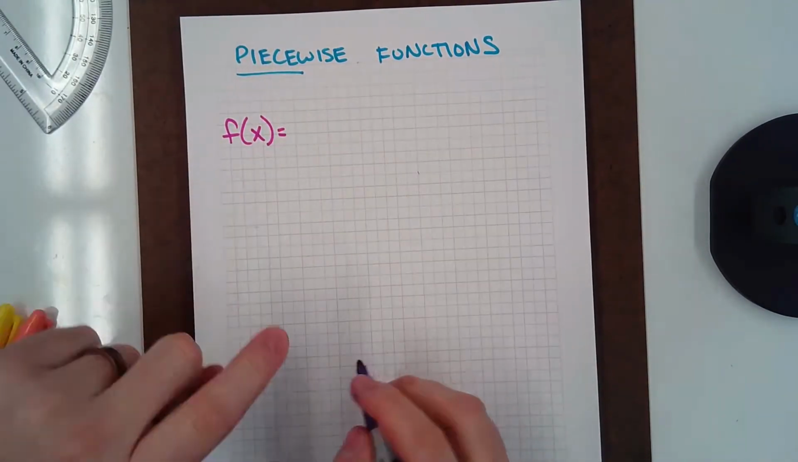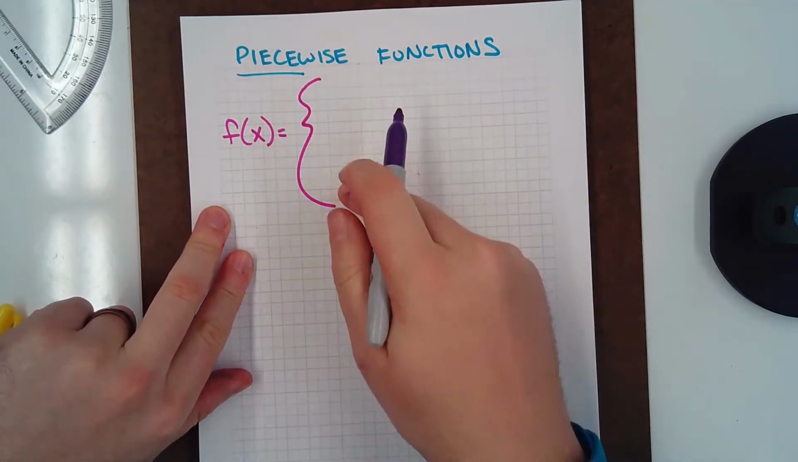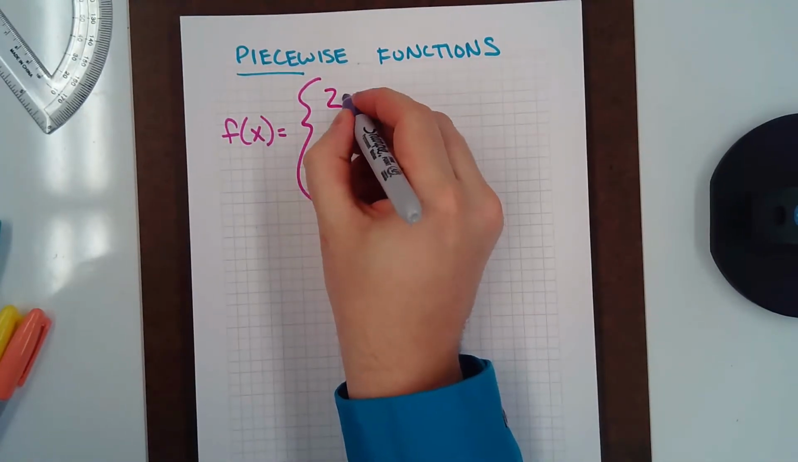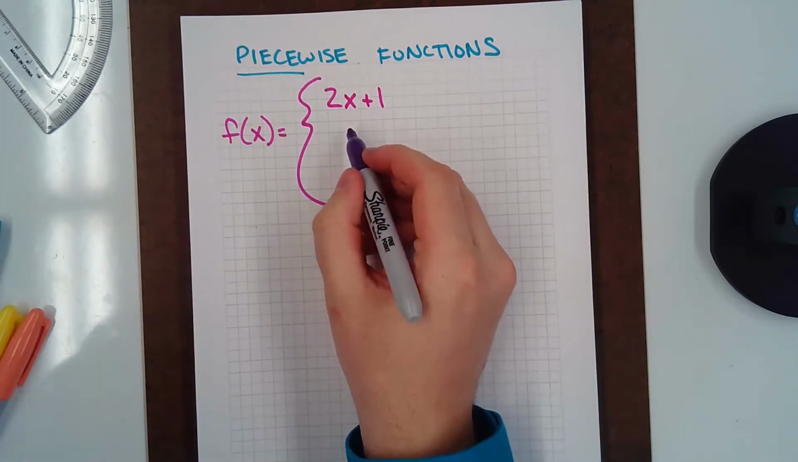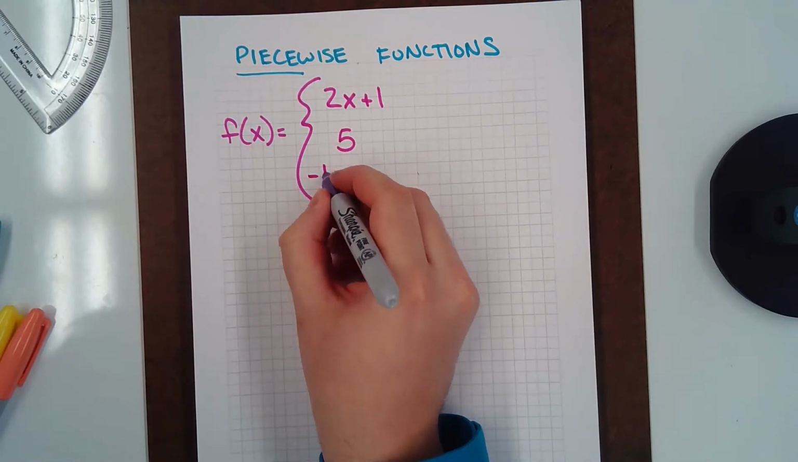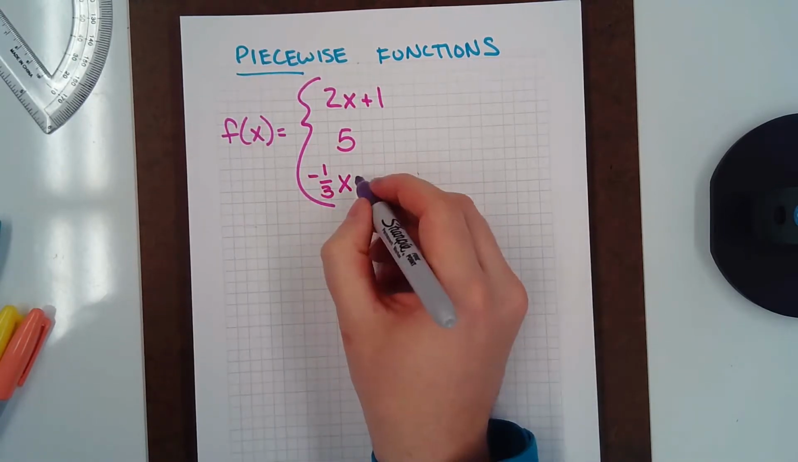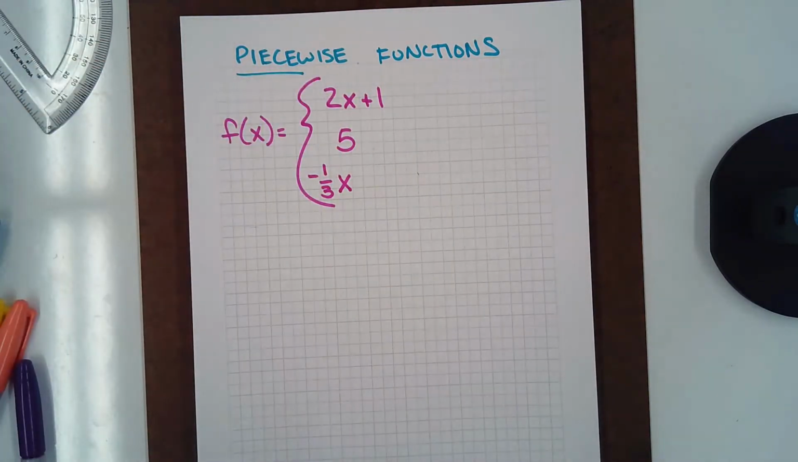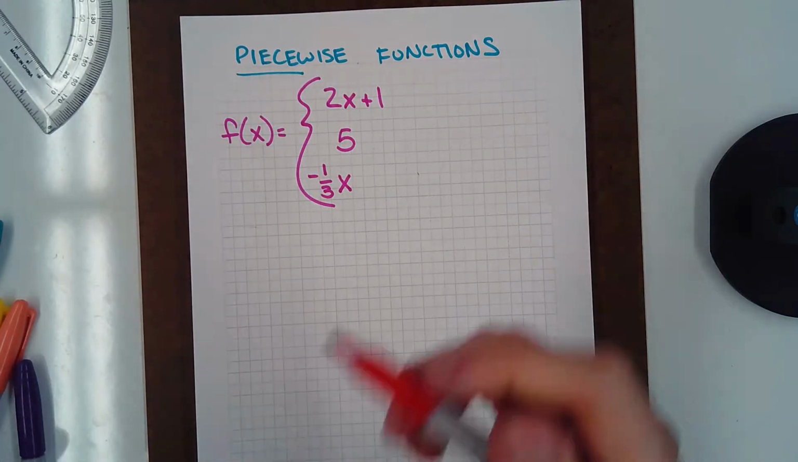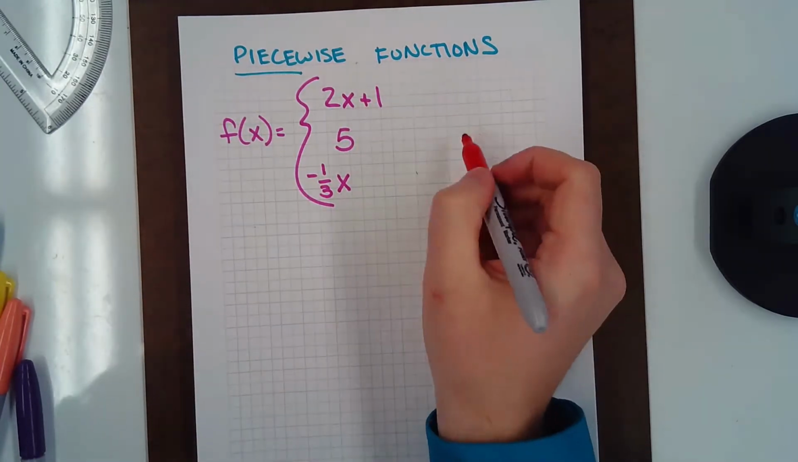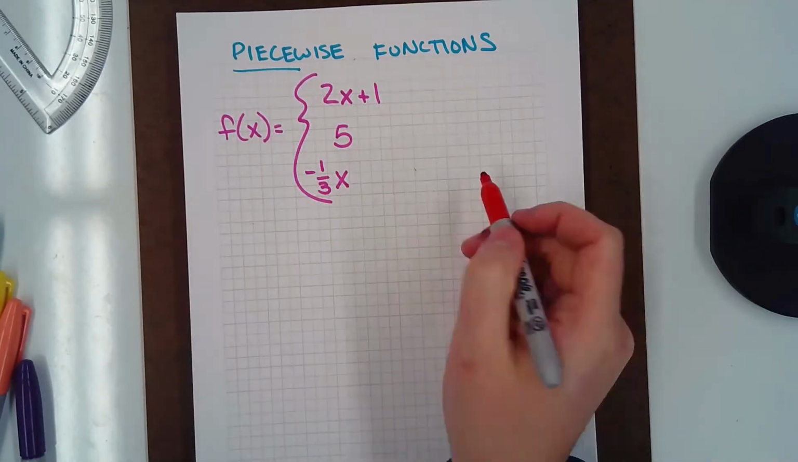The function f of x is going to be comprised of a couple different equations. Each one is going to be something like, I don't know, maybe 2x plus 1 here. Maybe here it's just 5, and then here is maybe negative 1/3 x. So those are the three different equations that we're going to use, and each one's going to have a different domain restriction. So the idea being that for certain values of x, that's the function you're going to be using, and for certain other values of x, you'll use this guy, and other values, you use this one.